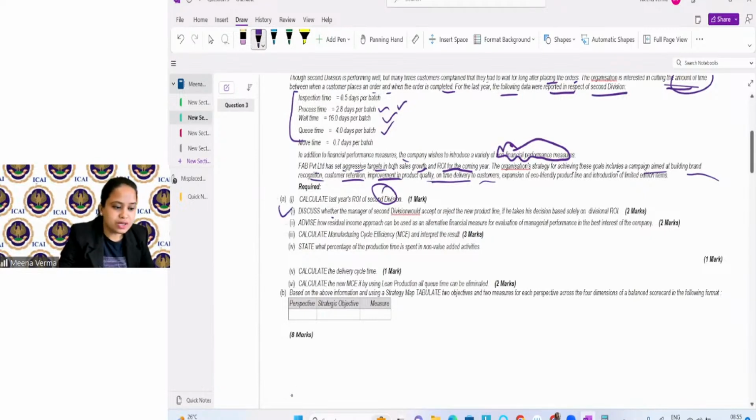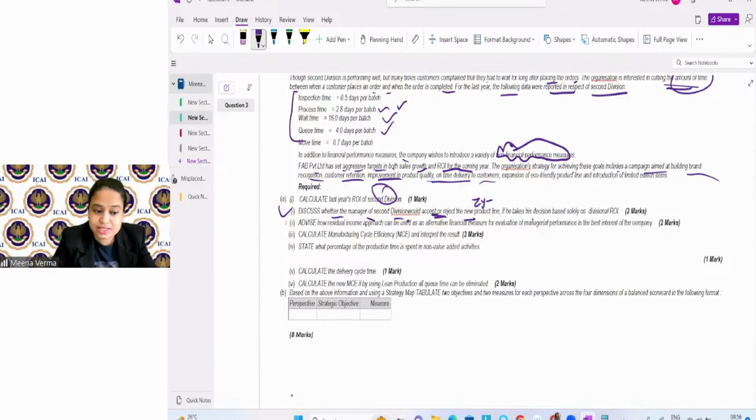Second, discuss whether the manager of the second division would accept or reject the new product line Z. We were discussing a new product now. So they're asking whether it is good to accept the order of a new product line or is it good to reject the order of the new product line.